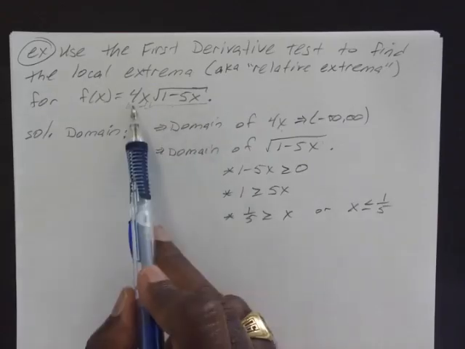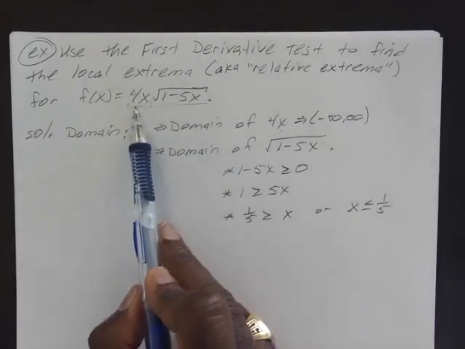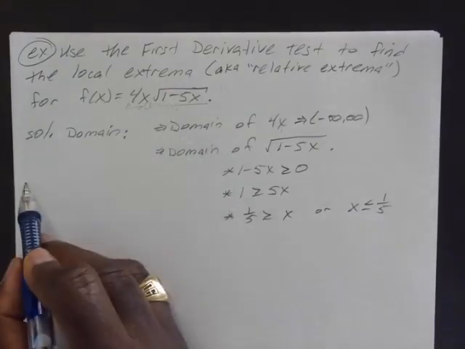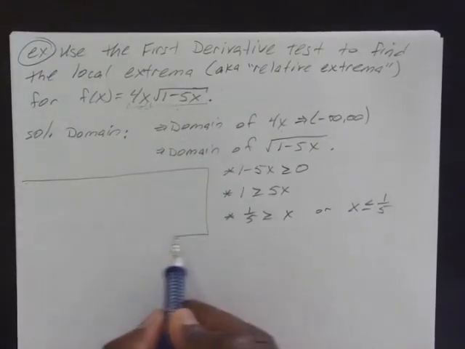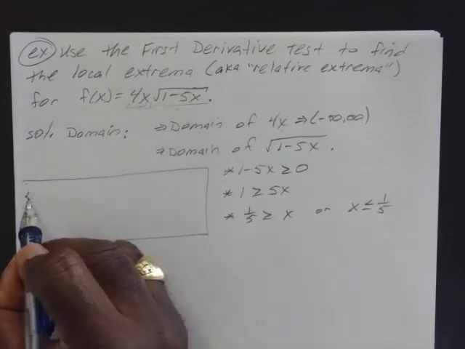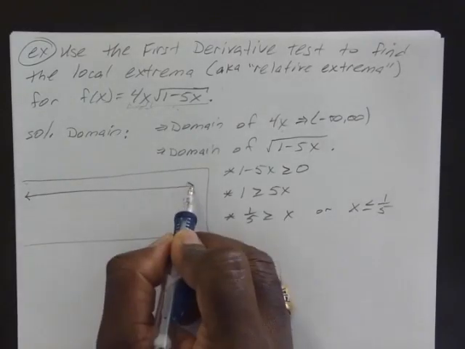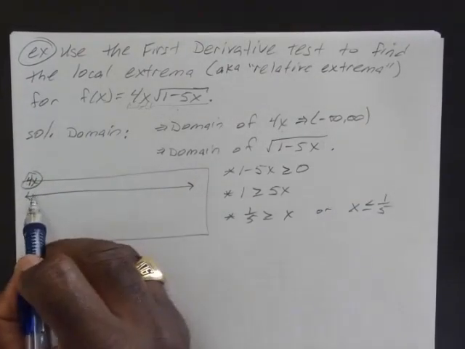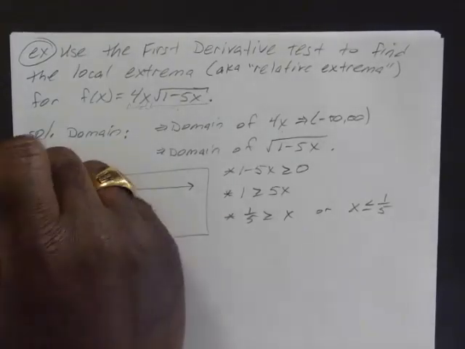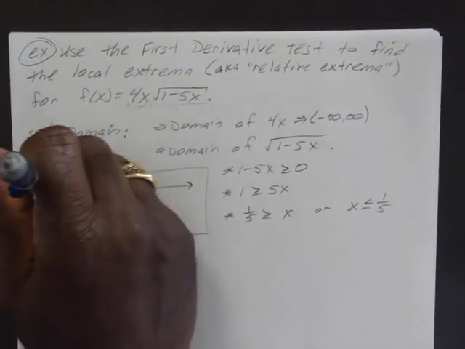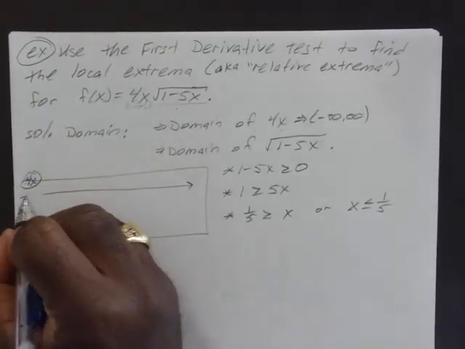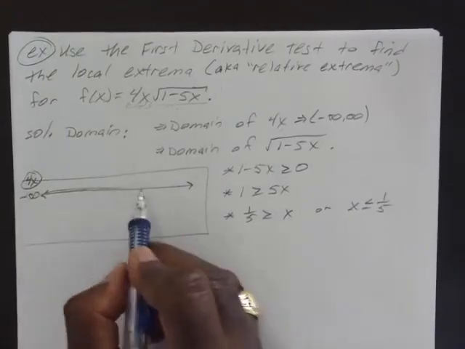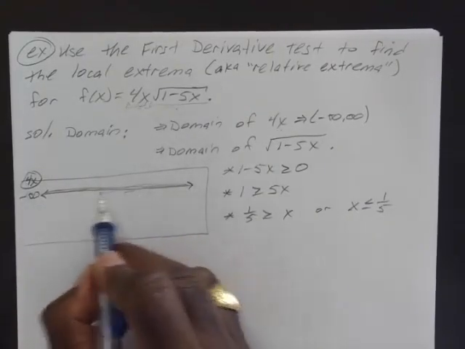So remember, the domain we pick for the entire function would have to be a domain that would be true for both of these. So I'll make a little side note here. If we take the domain of 4x, that's just negative infinity to infinity. So let me move this over just a little bit so I have room to write my negative infinity. Here we go. So that means every real number is okay for this one.